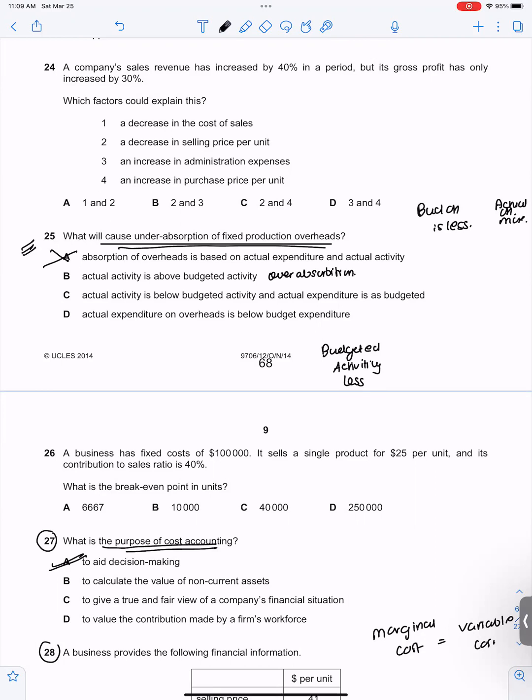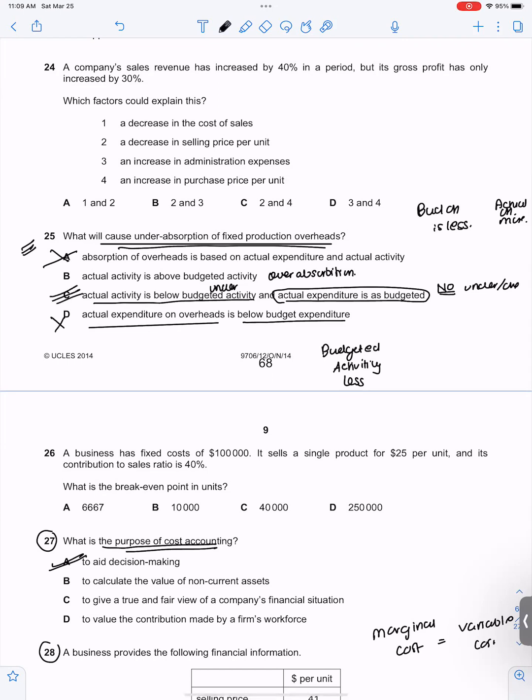Then actual activity is below budgeted activity. That'll be under absorption. Then actual expenditure on overheads is below budgeted expenditure. That's wrong because budgeted is less than actual. So D also won't be the answer. So C is closer to the answer. Okay.